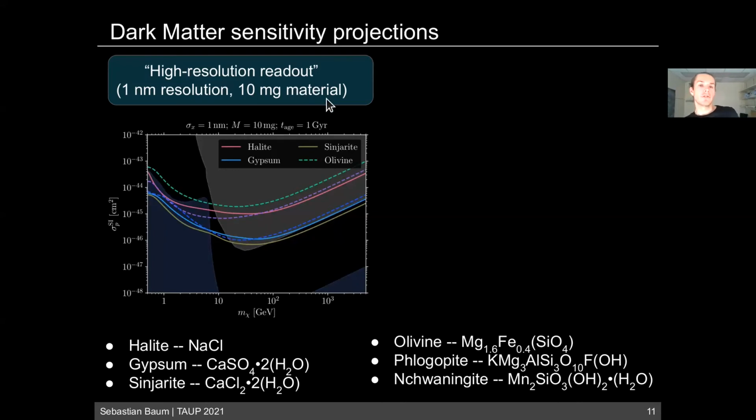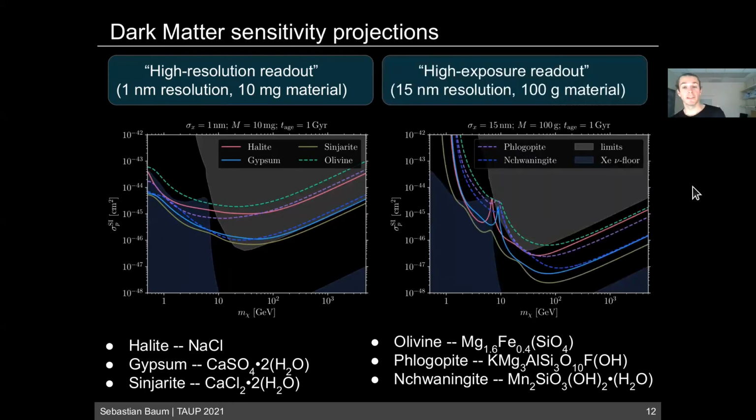And so this high resolution readout corresponds to having very low threshold energies. And what you see in these different colored bands are, for different types of target materials, what is the reach you could get. And what you see is this is really aimed at relatively light WIMPs below 10 GeV or so, where you can get sensitivity many, many orders of magnitude below current limits.